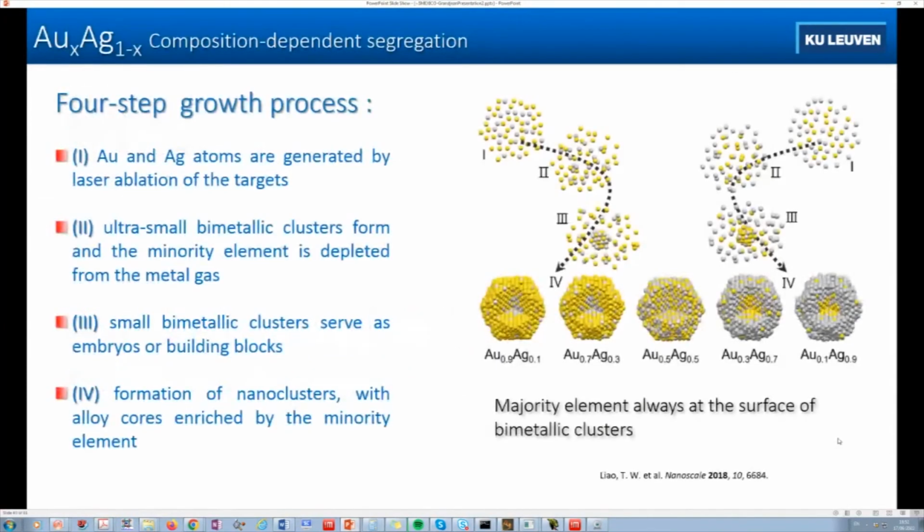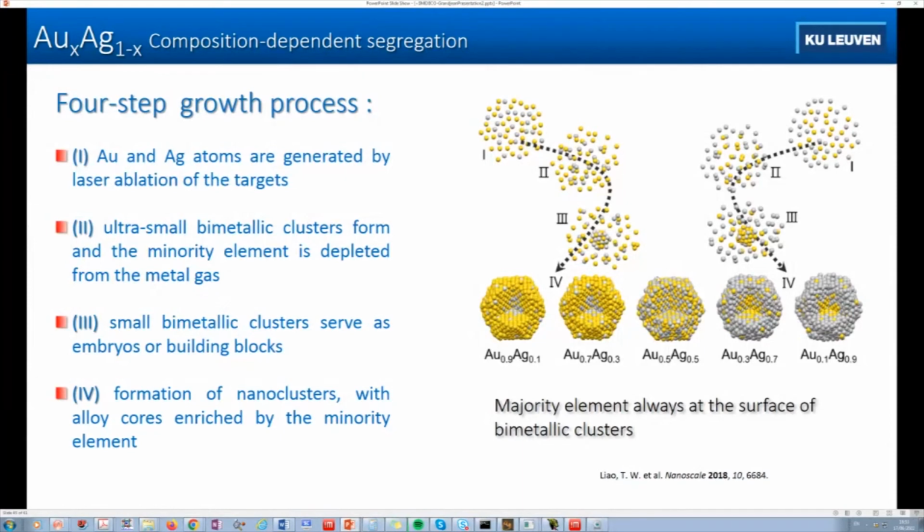So you end up accumulating all the minority element in the core, and then when you don't have any minority element left, you finish with the majority element. So that's what you see in the core. All the minority element is in the core, and then you end up with the majority element. So here, for instance, Ag1, the silver is in the core and gold is outside.